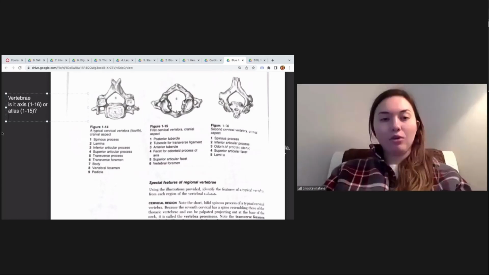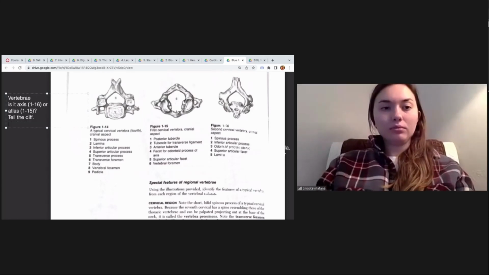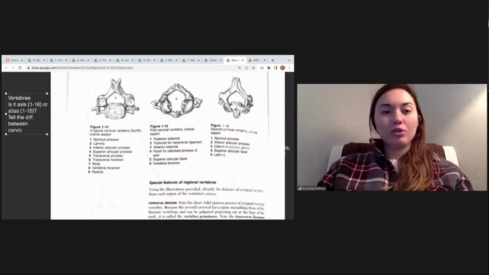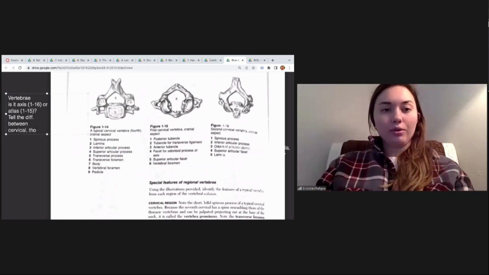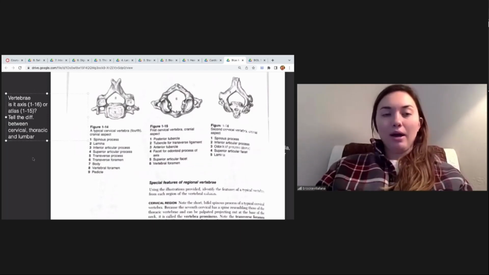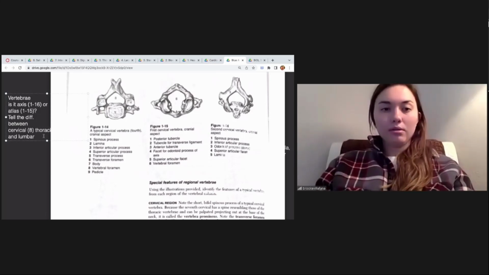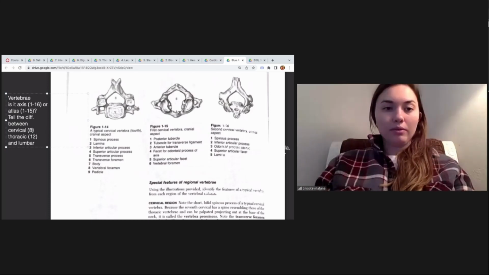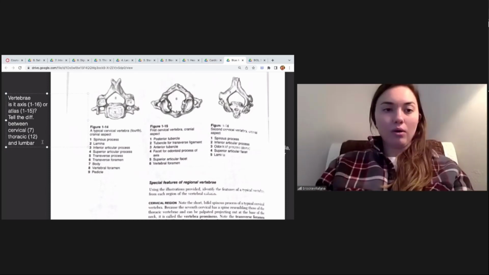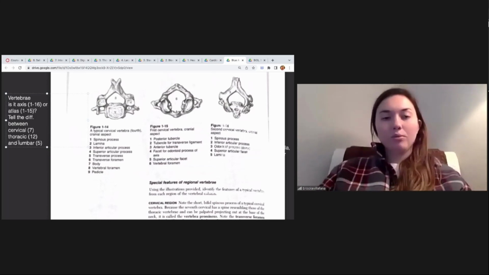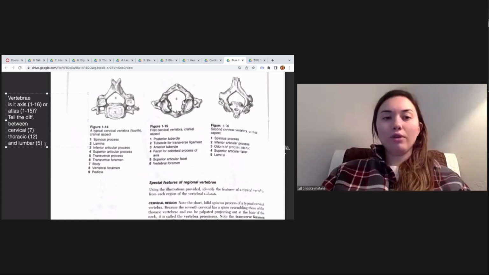And then we have you tell the difference between your cervical, your thoracic, and your lumbar, right? Remember, I believe it's 7, 12, and 5, right? Breakfast at 7, lunch at 12, dinner at 5, if you guys remember that. So that's one of the things that you'd know.